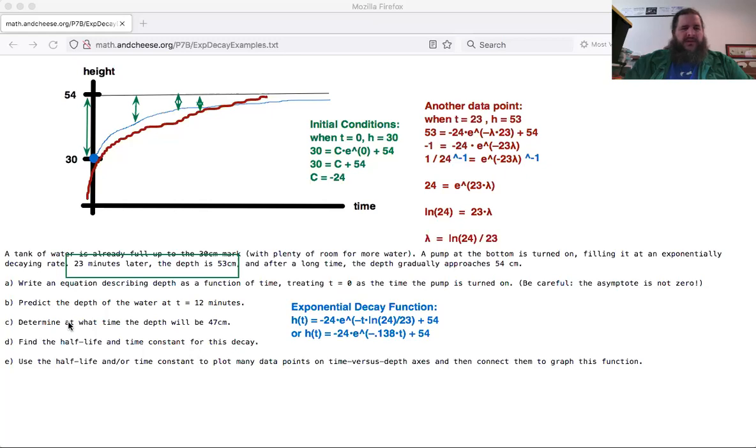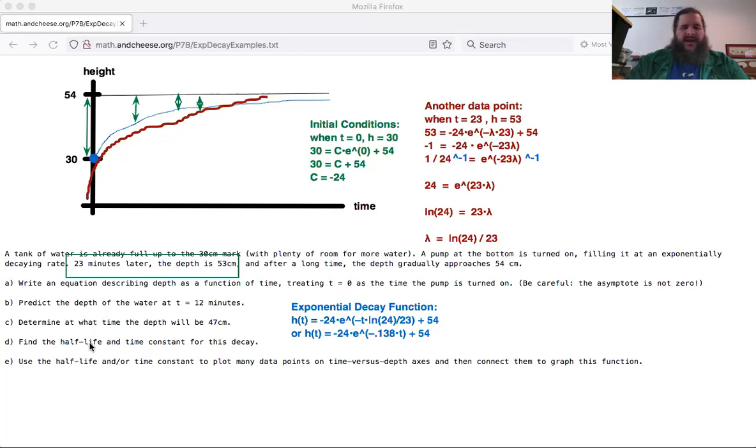We're in part C, when it wants to know when will the depth be 47 centimeters. Mathematically, how would you do that? If you know the final depth is 47 centimeters, how would you figure out what time that happens? Right. Set H equal to 47, that's the final height, and then solve for t, which would be the only unknown, which would also involve eventually taking a logarithm.